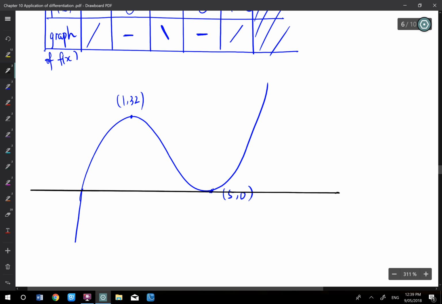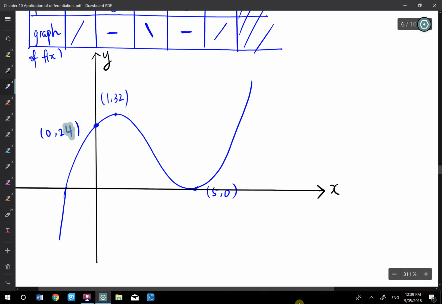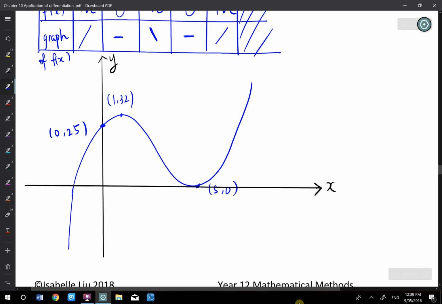So I can sketch this here and sketch the y and x axes here, and also you know this point is (0, 25). Okay, that's a possible graph. That's a possible graph we can get from this description here.